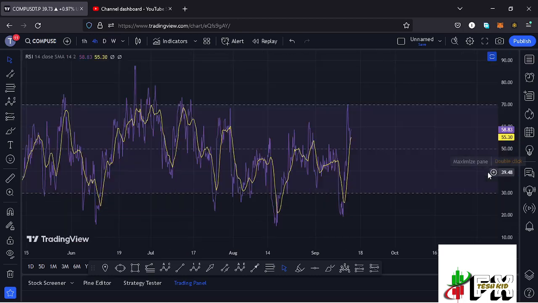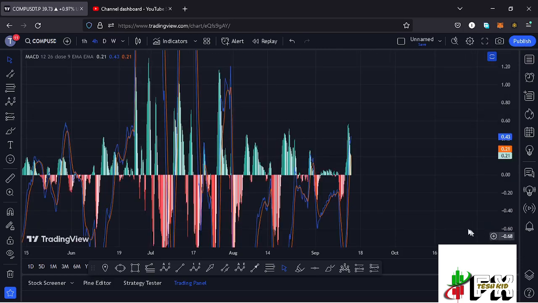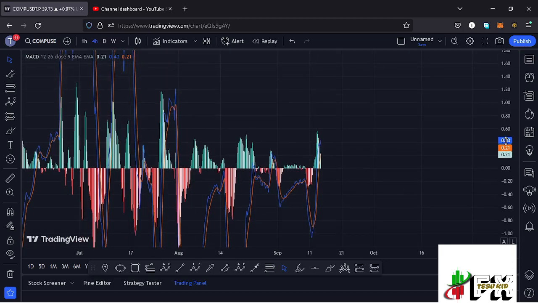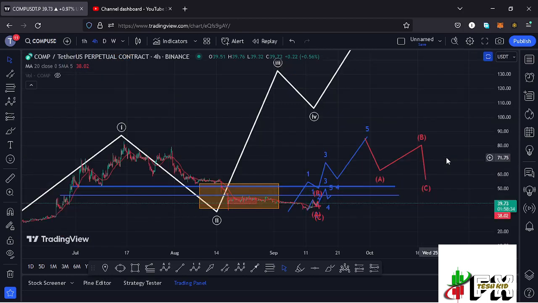Also on the indicators, you can see that we are holding above the 55 mark on the RSI. On the MACD, we have been able to print a bullish cross, fully supporting higher prices. So let's be patient and see how that plays out, and I will be keeping you up to date.